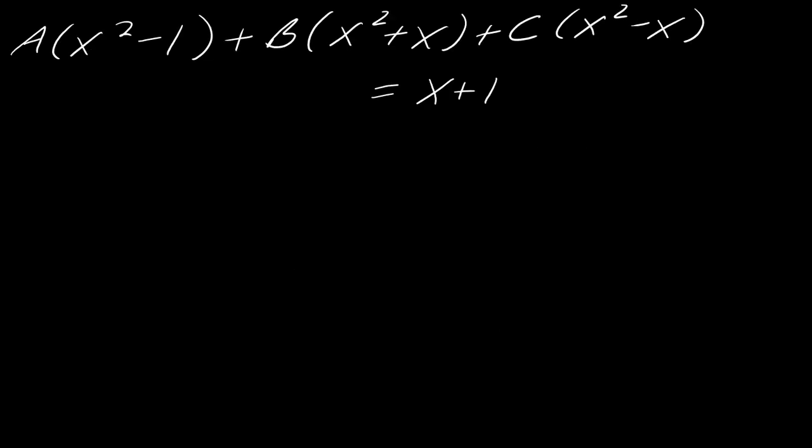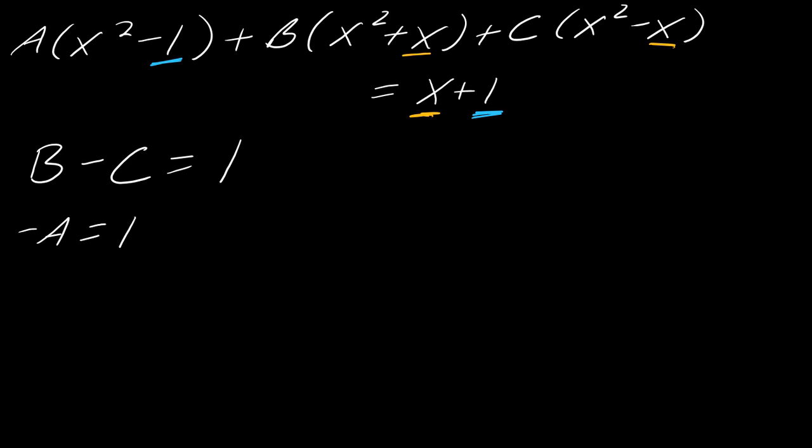Okay, so first I'm just looking for anything with an x with it. So those are the things that have x's. So that's going to come out to b minus c equals 1. Then I'm going to look for just the number parts. So that would just be this part here. So this will be negative a equals 1. And then I have just these other parts. So let's see, what else do I have? I really just have the x squared parts. So this says that a plus b plus c equals 0.